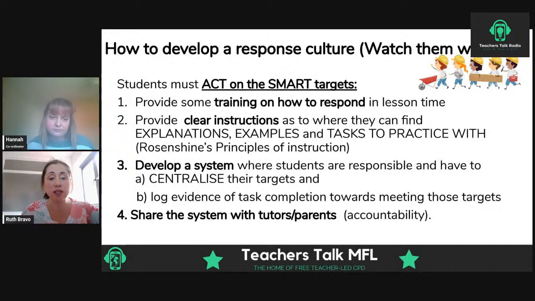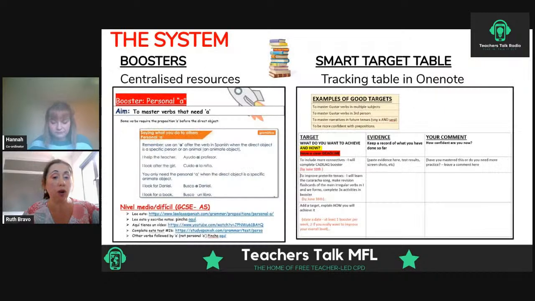And we share this system with tutors and parents. That increases the accountability on the students' behalf and it improves communication between home and school. So what we have created is a system of boosters, which are centralized resources. It's just basically Word documents where we include a little explanation of the grammar point and some links to activities or some activities that are going to help the student revisit the concept or develop the concept further.